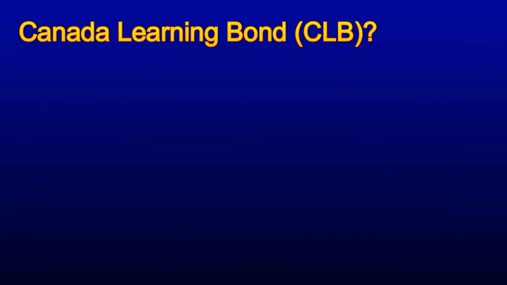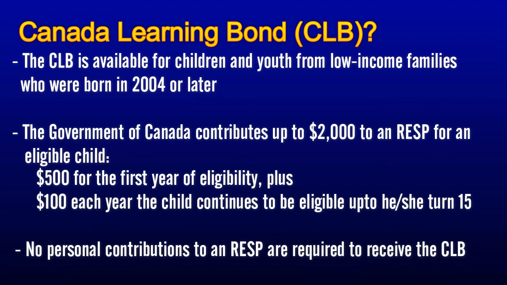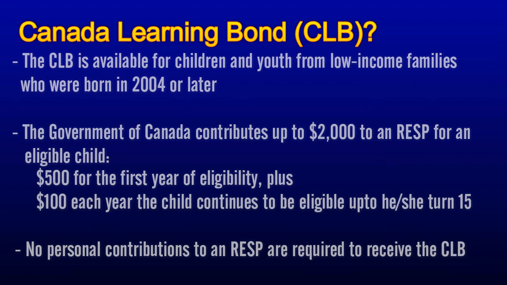Now let's see what the Canada Learning Bond is. The Canada Learning Bond is available for children and youth from low-income families who were born in 2004 or later. The Government of Canada contributes up to $2,000 to an RESP for an eligible child. This includes $500 for the first year of eligibility plus $100 each year the child continues to be eligible up to when he or she turns 15. No personal contributions to an RESP are required to receive the CLB.